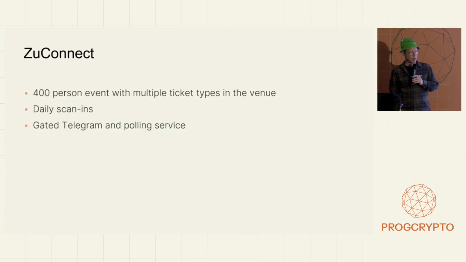So we started a few weeks ago, and some of you will have been there at Zuconnect, which is a 400-person event here in Istanbul with multiple different types of tickets that people were able to buy and then use to check in: day passes, week-long passes, hacker tickets, and so forth. People were scanning in every day using those tickets, and they also had access to the same things they have here at Devconnect, so there's a gated Telegram and a polling service, Zupoll.